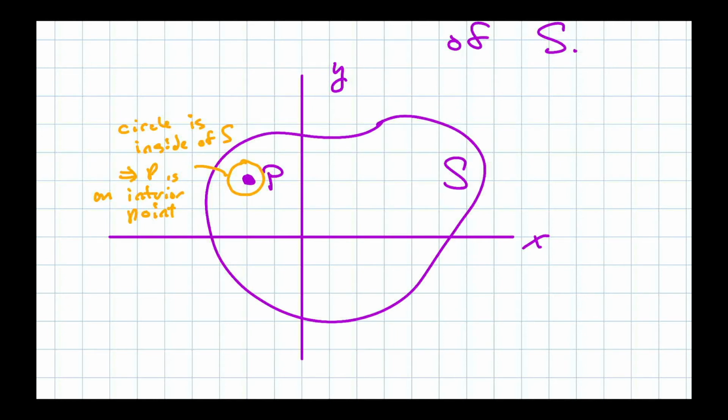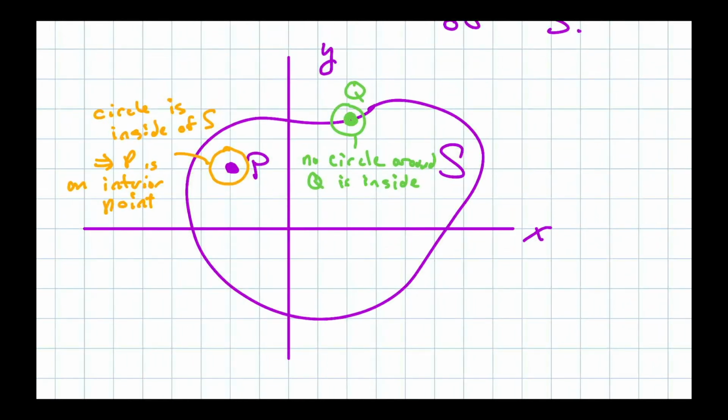Okay. Now, how would that not happen? Well, if you take a point that's right on the border, then there's no way to draw a circle that's inside of S. Any circle you draw around this point is going to be outside of S. So, no circle around it. I'll call this point Q. No circle around Q is inside of S. It's always going to be outside partially. And so that's going to be a boundary point, is what we're going to call it.